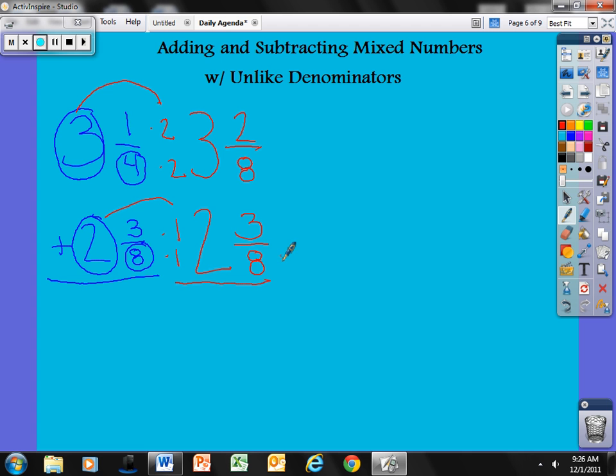Now, denominators are the same, so I can add. This is just an equivalent, 2/8 is an equivalent fraction of 1/4. I add numerators. 2 plus 3 gives me 5. Remember, when you have like denominators, you do not add them. You just have them travel with you. 3 plus 2 whole numbers is 5. I have 5 and 5/8. This cannot be simplified, so 5 and 5/8 is my final answer.